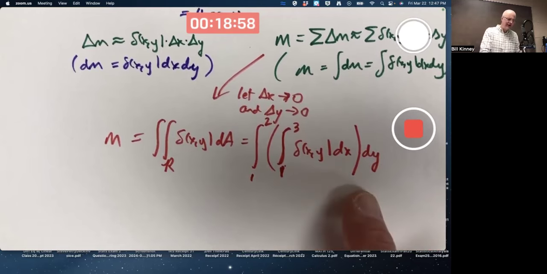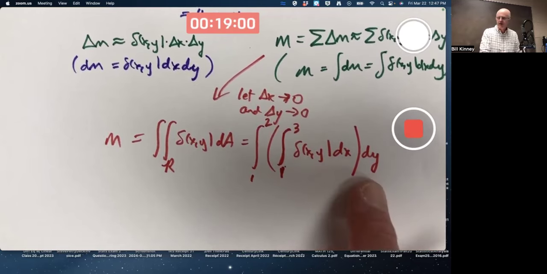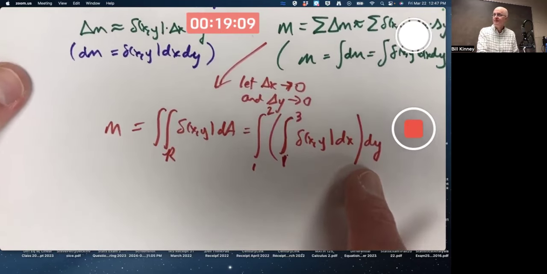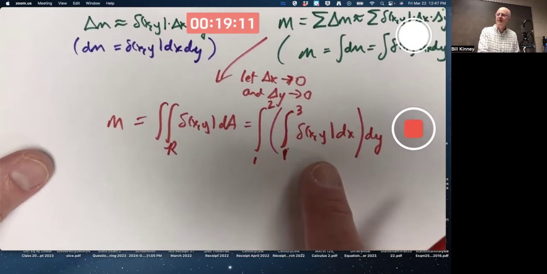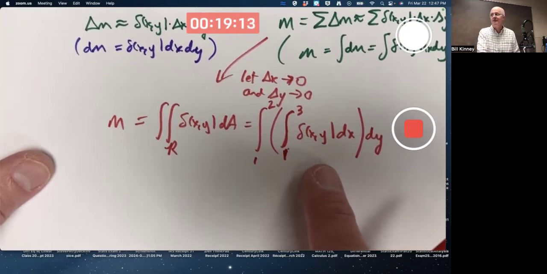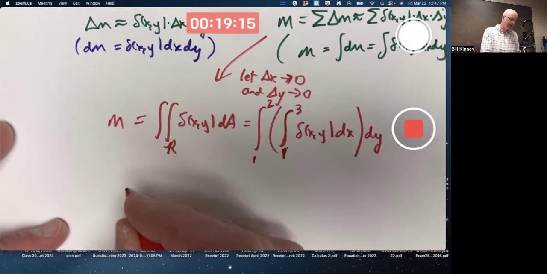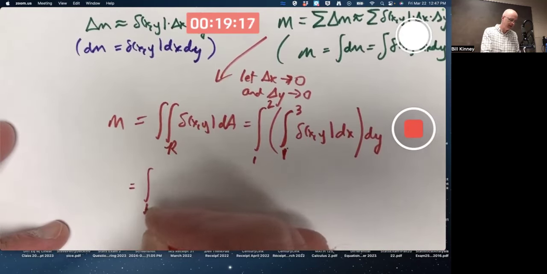Could I do it the other way around? Could I do the inner integral with respect to y and the outer one with respect to x? Yes, but that again is a theorem. It's called Fubini's theorem, if you want a name. That says you can do it either order. There are certain conditions on delta that must hold. Continuity is good enough. But anyway, let's now go ahead and do the integral.